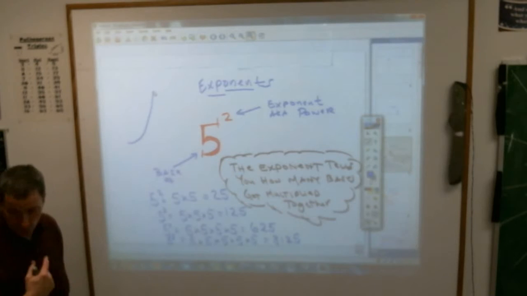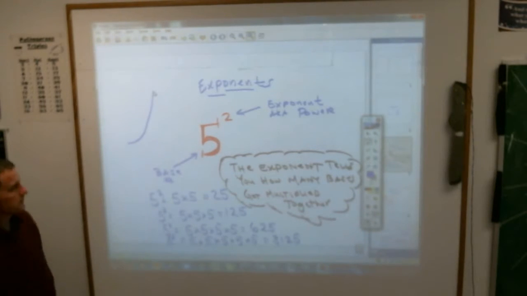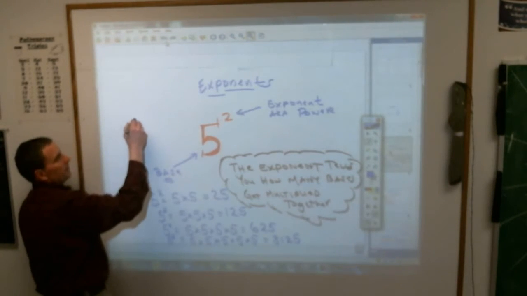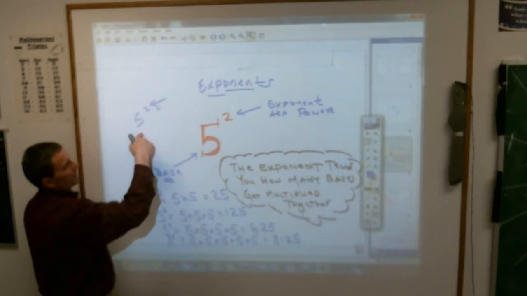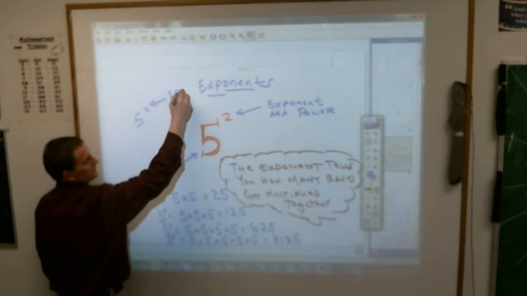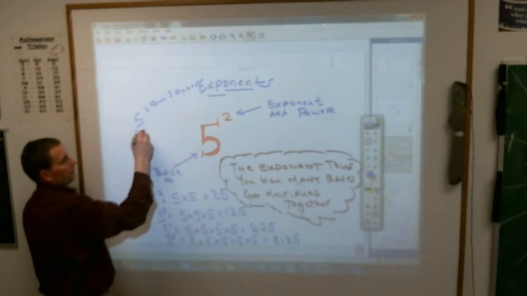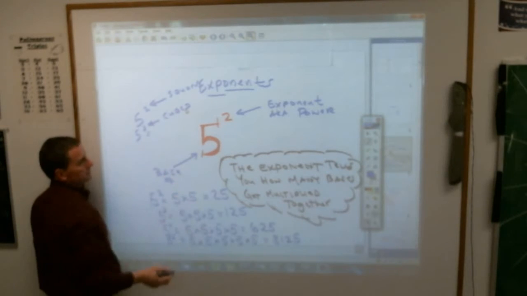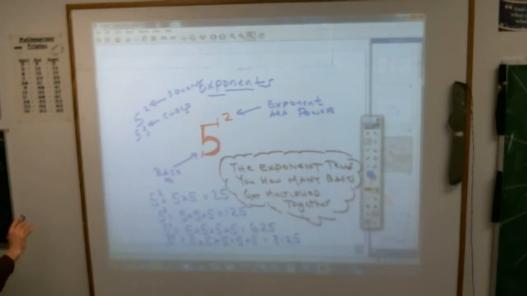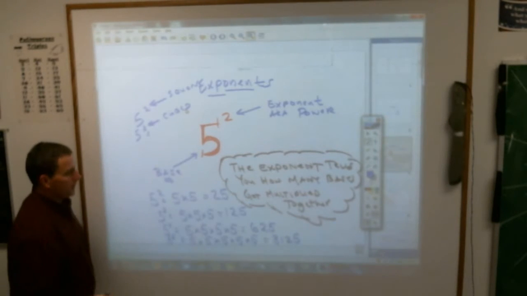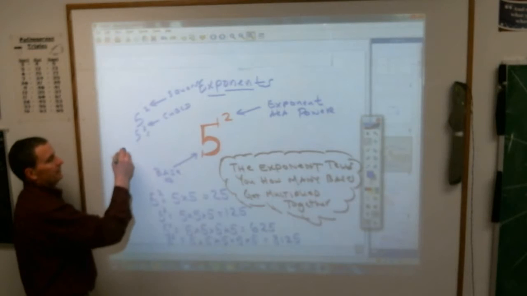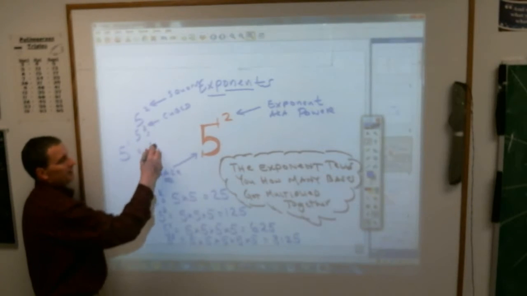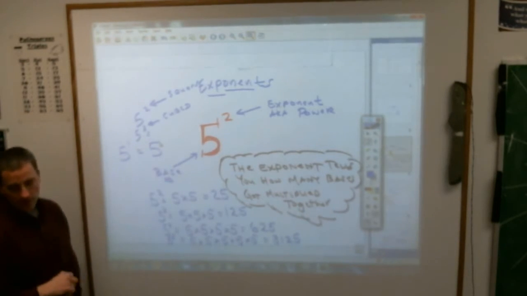Now, a couple special cases here would be this. Just know that if the exponent is 2, 5 to the second power, you can say it that way, but people usually call that 5 squared. And 5 to the third power, usually we call cubed. They mean the same thing. There are no other ones that you need to know. The fourth power, you just say the fourth power, the fifth power. And know this, 5 to the first power is 5. Anything to the first power is itself.